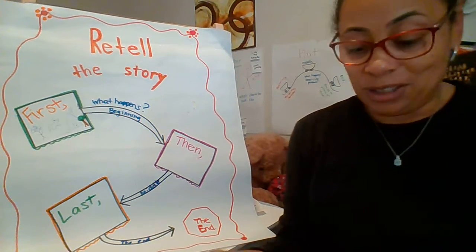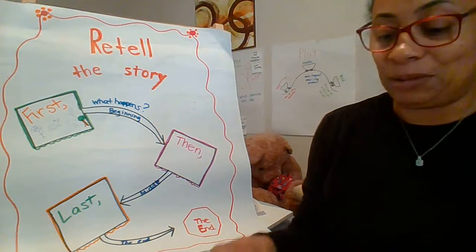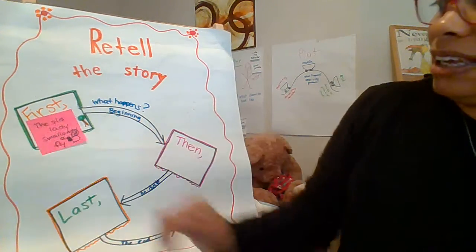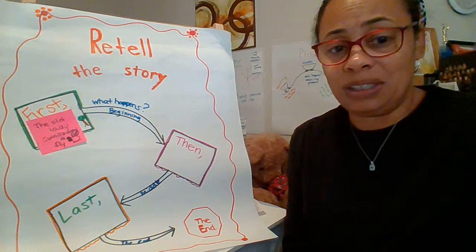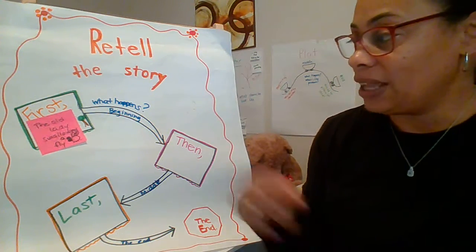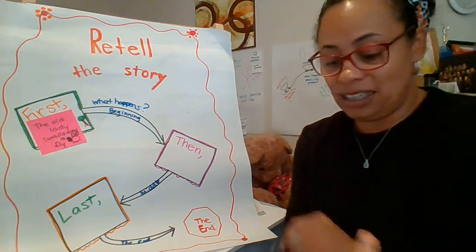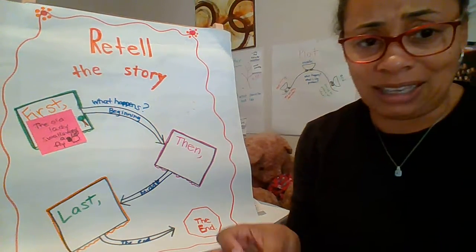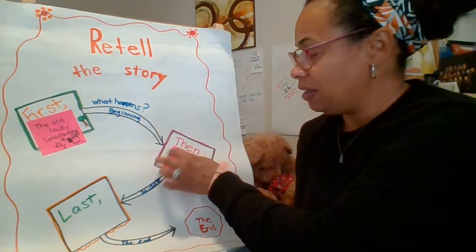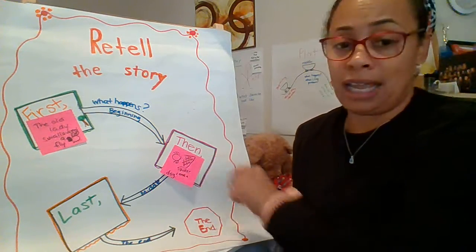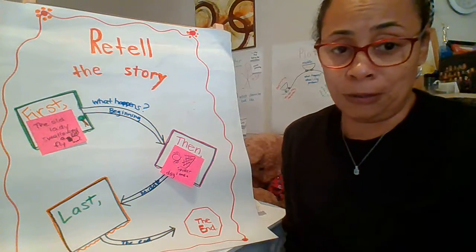Remember the old lady who swallowed a fly? Okay, well, in the very beginning, there was an old lady. Okay, she lived alone in her home, and she swallowed a fly. Next, the old lady swallowed a few other things, a spider and a dog. And when you're retelling a story, you can use words and pictures just like Miss Brooks did here.